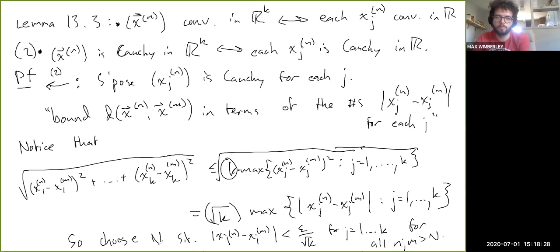And we can do this because we can choose a capital N for each one of these values of j separately, and then we can just take the biggest capital N out of all of those. So we can make all of these be less than epsilon over square root of k. That will force this to be less than epsilon, and that in turn forces this to be less than epsilon for all n and m bigger than N, which is what we want.